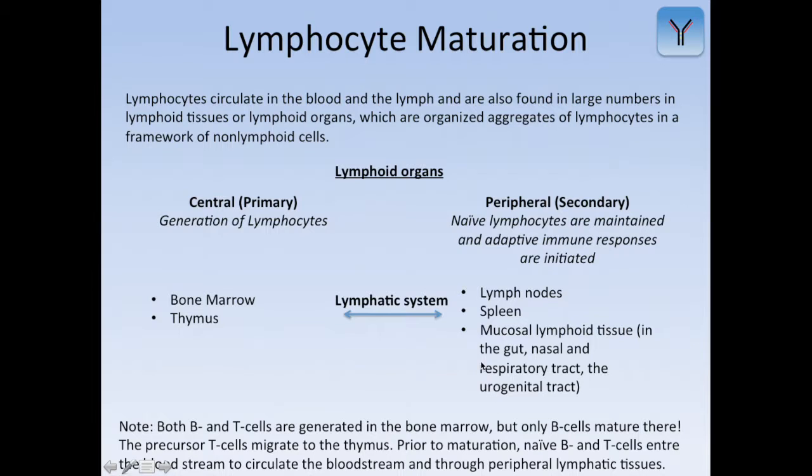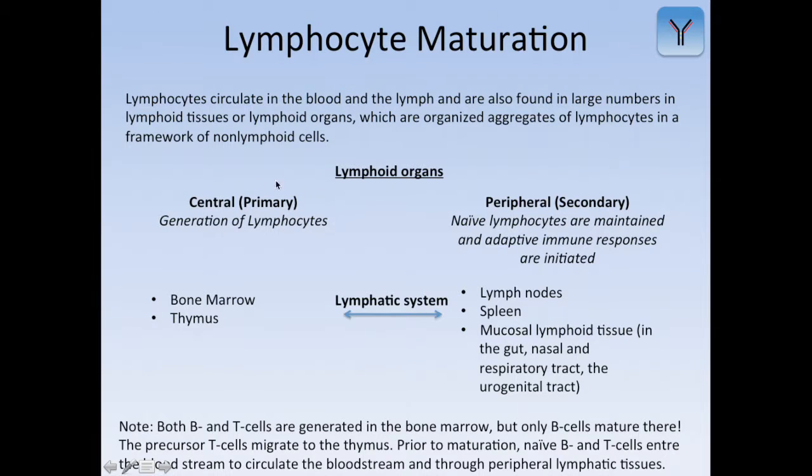Okay, so let's talk about lymphocyte maturation. Lymphocytes circulate in the blood and the lymph, and are also found in large numbers in lymphoid tissues or lymphoid organs. These are organized aggregates of lymphocytes in a framework of non-lymphoid cells. You can separate lymphoid organs into two different categories.